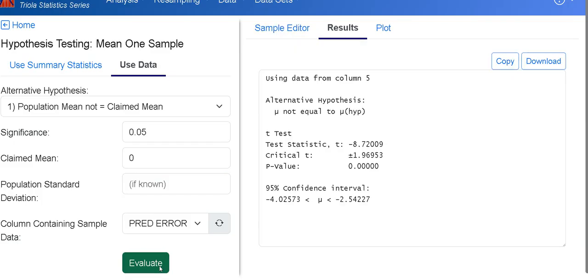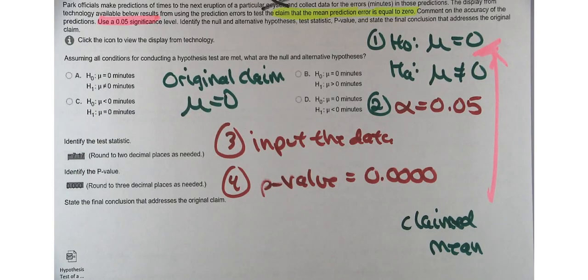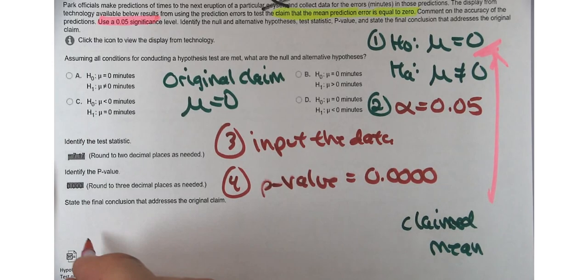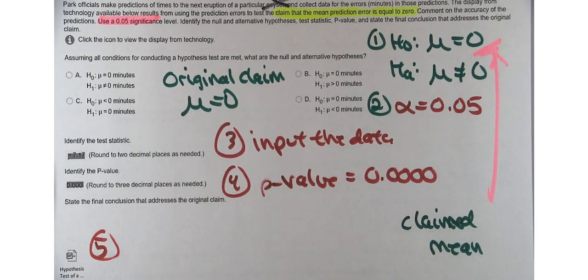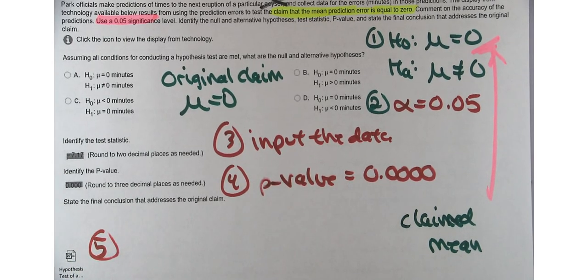Does anyone remember what information I need from here? P-value. P-value is just a bunch of zeros. What does that tell us about our actual hypothesis? Are we going to fail to reject or reject? Let me rephrase it. Fail to reject H naught or reject H naught.